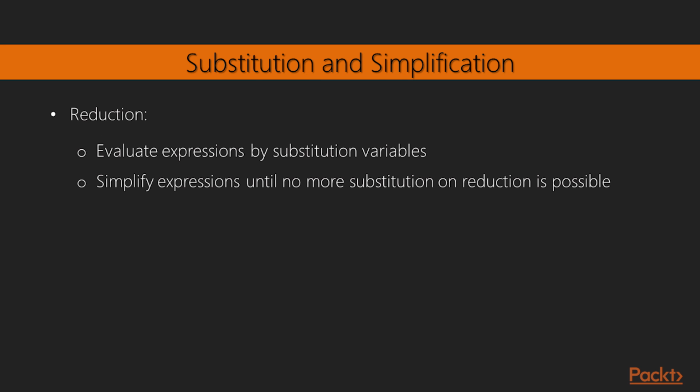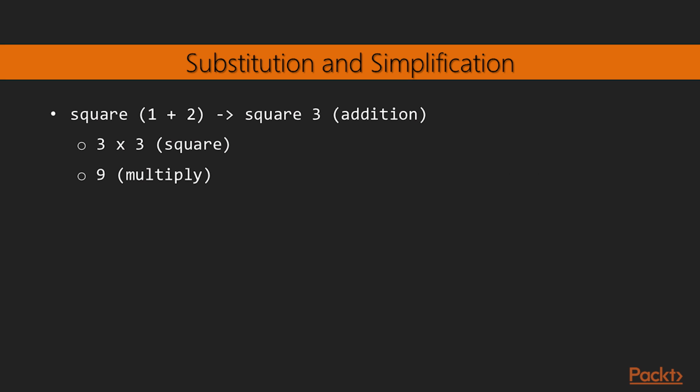Now moving on to using substitution and simplification to evaluate the expression. We use a mathematical method called reduction. We can evaluate expressions by substituting variables or expressions to simplify the expressions until no more substitution or reduction is possible. Let's take this expression, square (1 plus 2), and look at the reduction process. First, we have this symbol to indicate the reduction. From the sequence, we can discover the reduction process, in other words, the evaluation process.